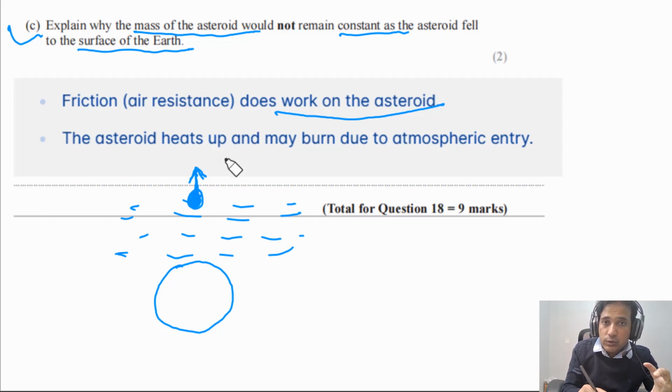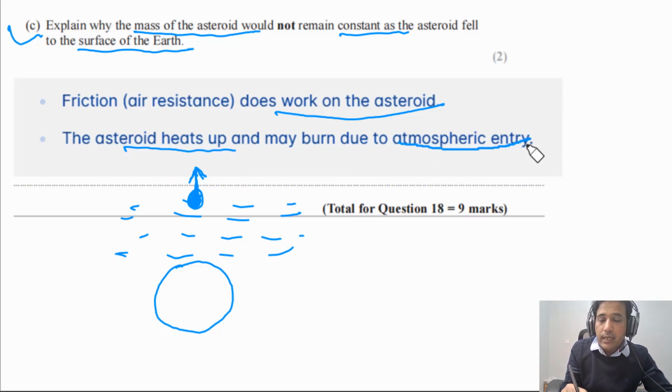As it will lose its potential energy, and that loss in potential energy will not be equal to the gain in kinetic energy. Part of it will be converted into thermal energy, and due to thermal energy the asteroid will heat up and it will burn, it will lose mass. So the asteroid heats up and may burn due to atmosphere entry.